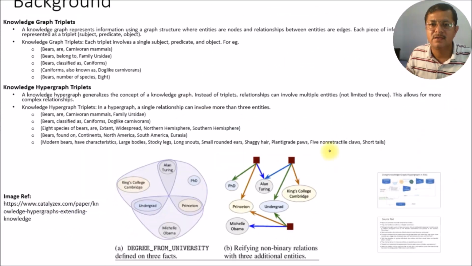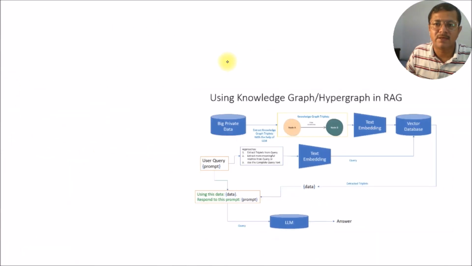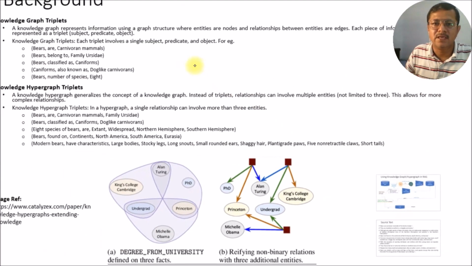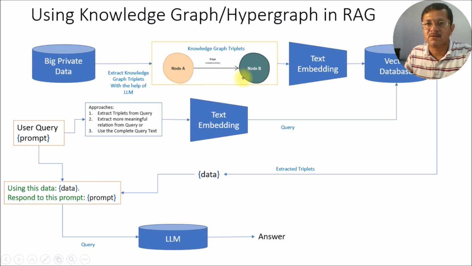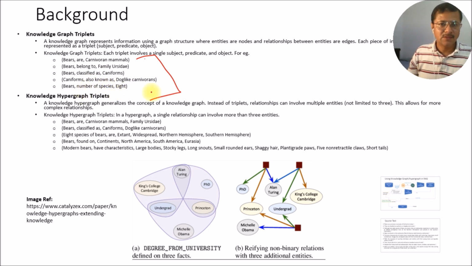Now if we try to convert the entire information spread here into the form of knowledge graph templates, then it will look like this. So what is bear? It has relations like belongs to, classified as, also known as, number of species. So many such relations are possible.